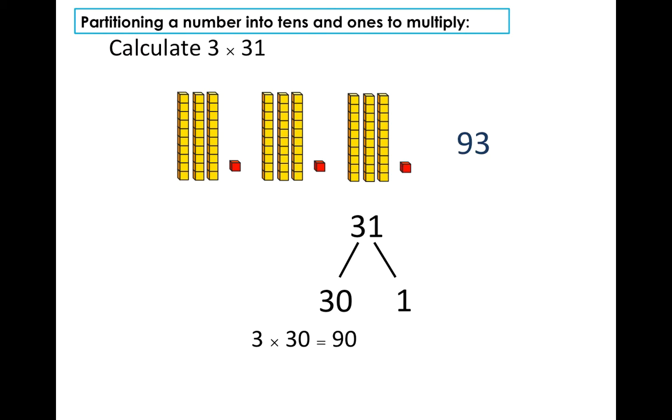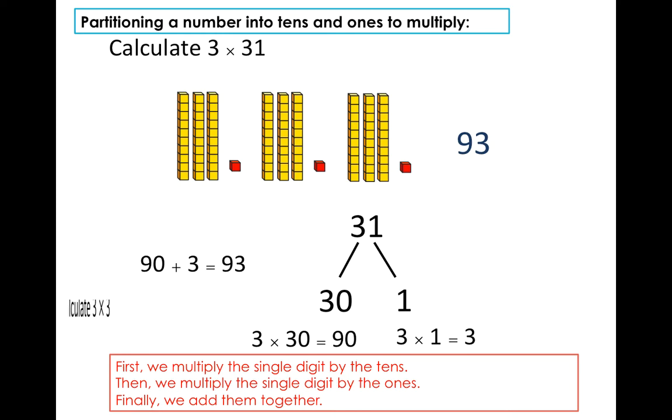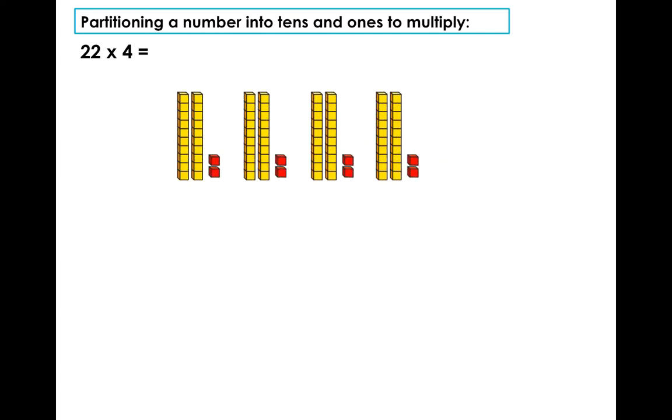Okay, and then next I'm going to do 3 times 1. So I'm multiplying my single digit by my ones. Okay, so 3 times 1 we know is 3. And then finally, I've got to add the two numbers together. So 90 add 3 gives me 93. So remember, we multiply the single digit 3 by the tens, 30, and then the single digit 3 by the ones, 1. Okay, and then we add them together. Brilliant.